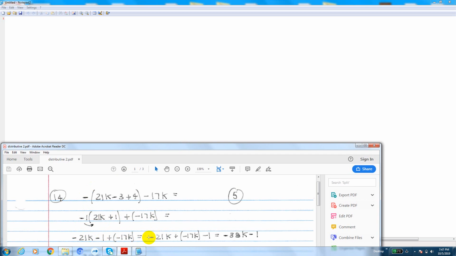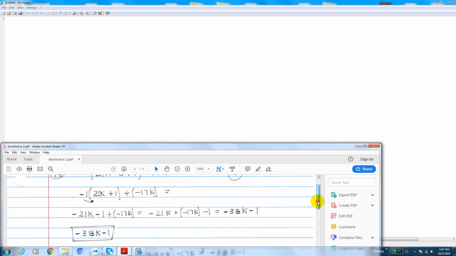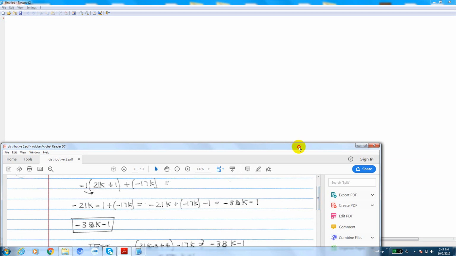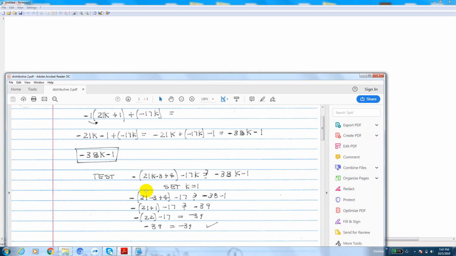You move the k's next to each other. You have negative 21 plus another negative 17, which means the two negative signs add to each other. You're down 21 feet, and you're going down even more, 17 more feet. So you're down 38 feet. And then you have the minus 1. That's the answer. And then, if you have time, you check. Set k equal to 1, right? And then you do that thing.